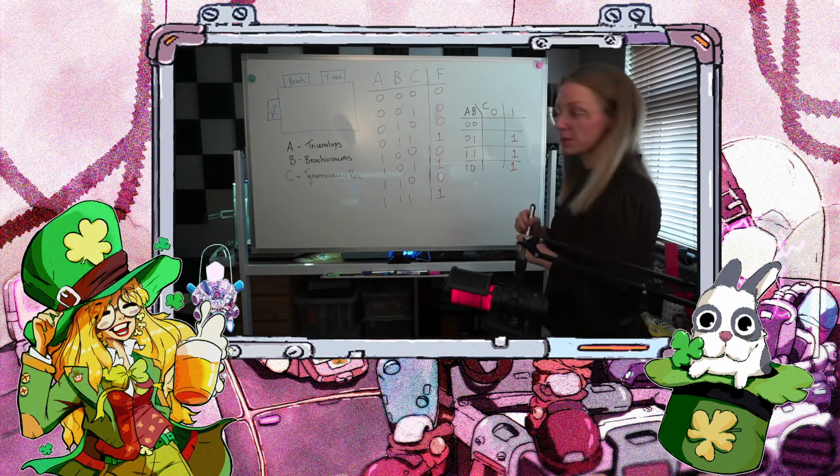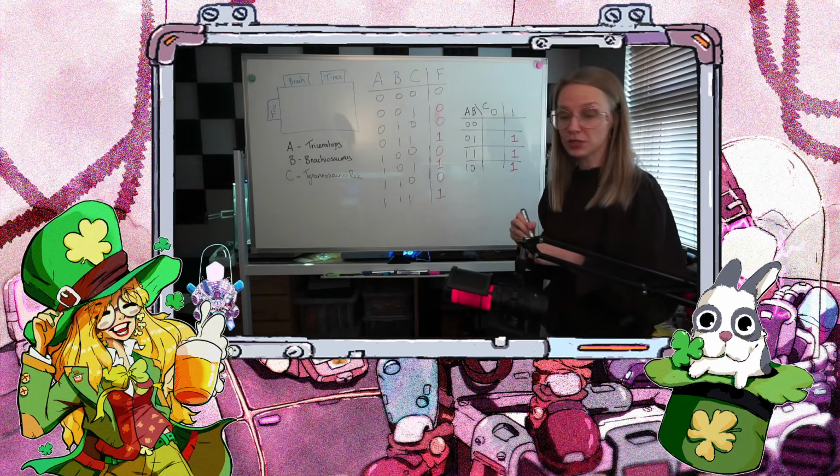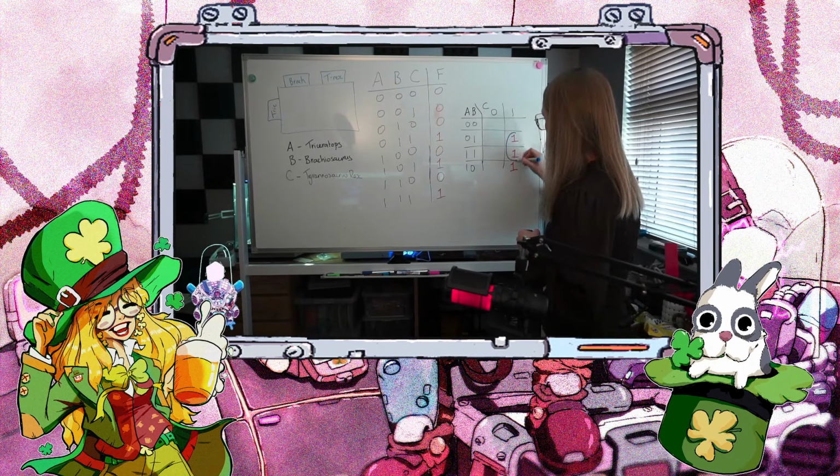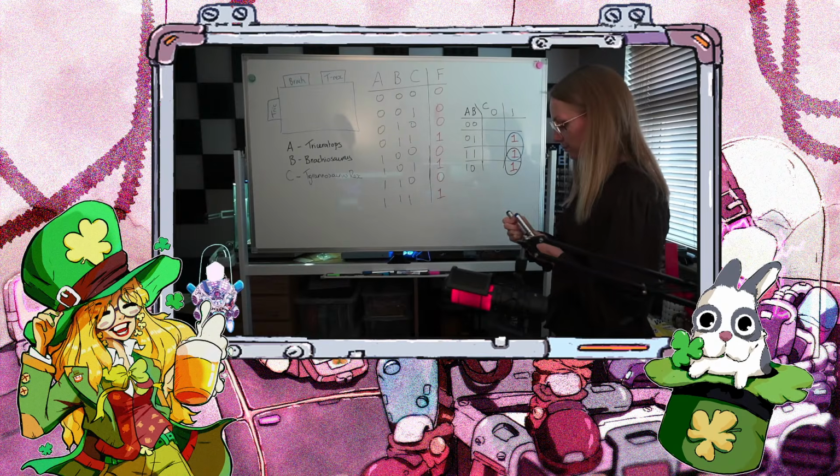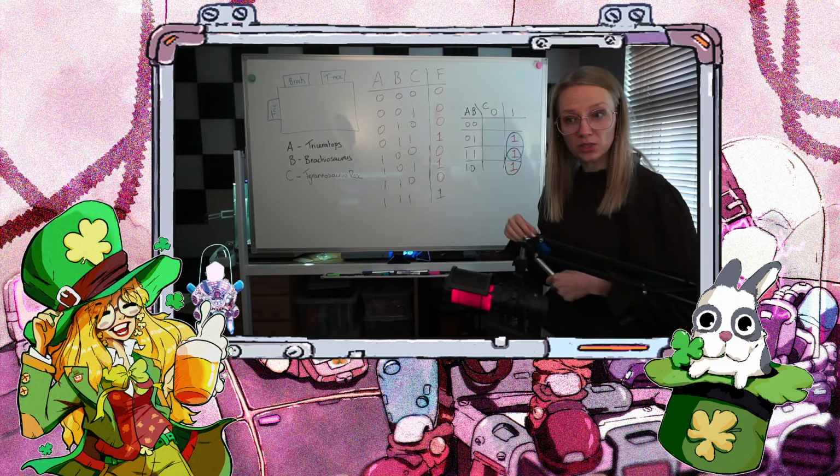So if we look at this grouping, there's only 2 possible groupings that we can do. This one here, and this one here. Now, how do we extract a Boolean expression from this?